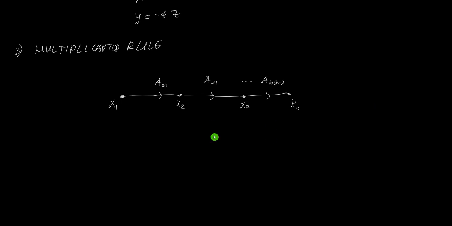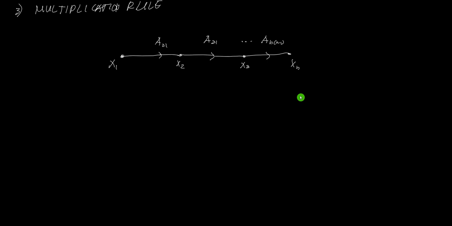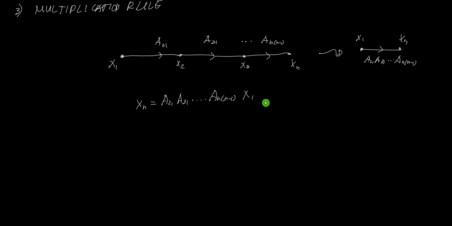So if I want to solve for xn, the last output here, by using the multiplication rule, xn is just equal to the product of all the gains: a21 times a31 times a41 until a n, n minus 1. Then these are now the equivalent of this. If you want to simplify it into one branch, this will be x1, this will be xn, and this will be a21, a31 until a n, n minus 1. So you just need to multiply this with x1.